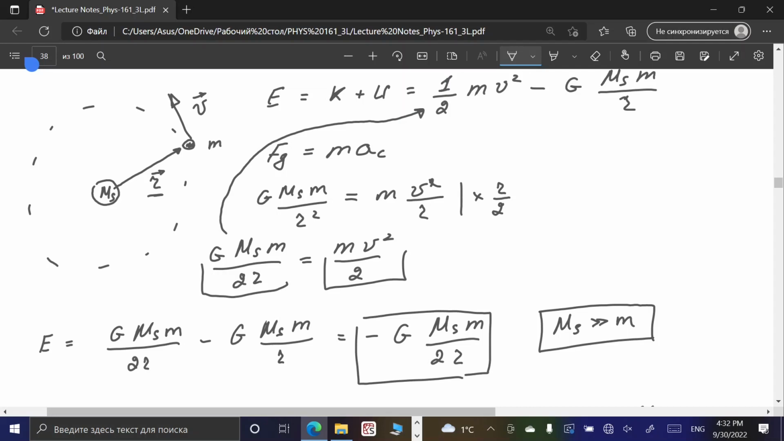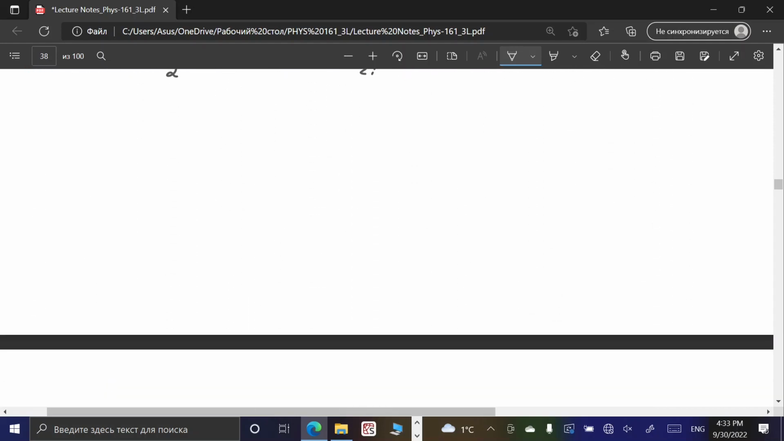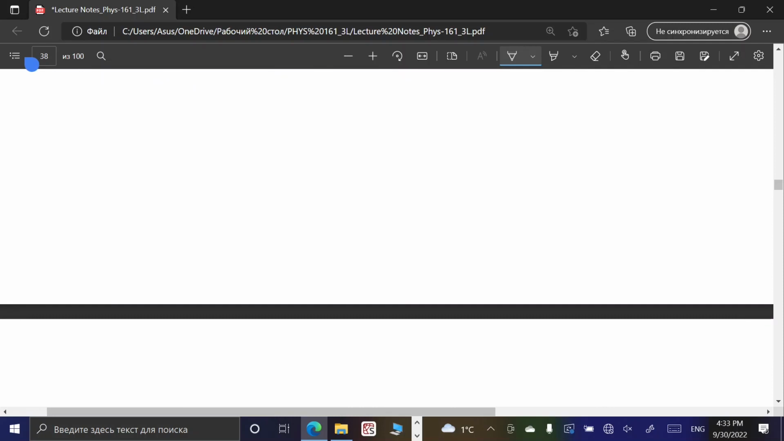So now, when we know the conservation of total mechanical energy, we can proceed further and determine an important parameter, the so-called escape velocity. It means the velocity which needs to be provided to an object in order to leave the surface of the planet and go to infinity. So leave the planet completely, not become a satellite of the planet, but just go to infinity.